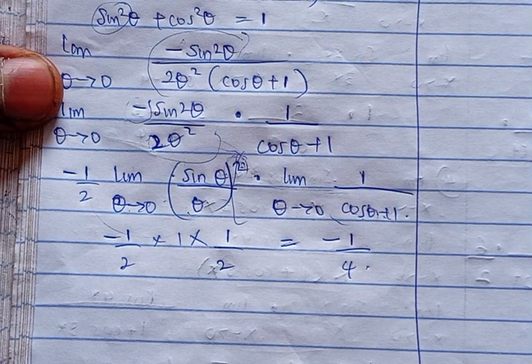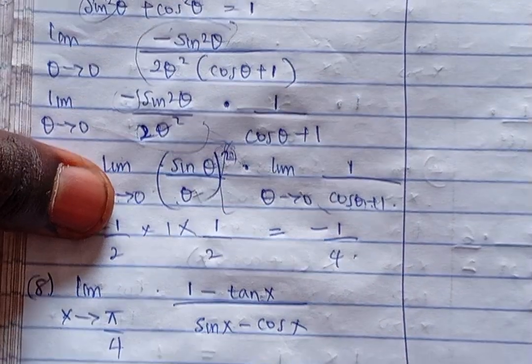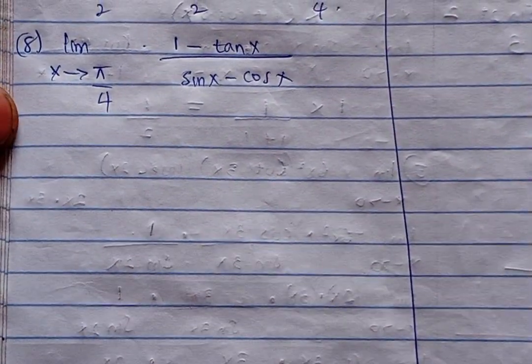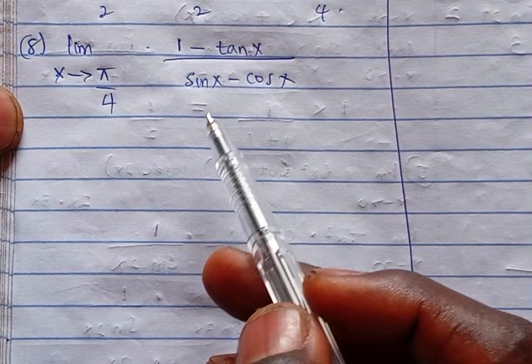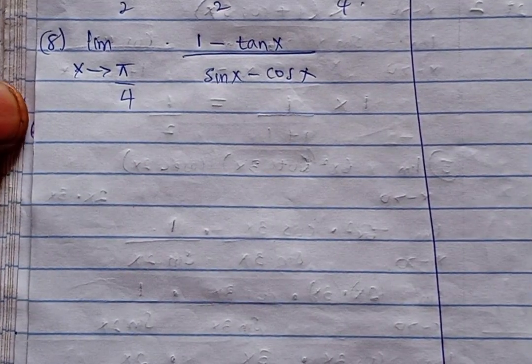Now let's move on to the last question for today. Now we have another question, question 8. Limit as x tends to pi over 4 of this. Hey, this one still requires you to think very well.